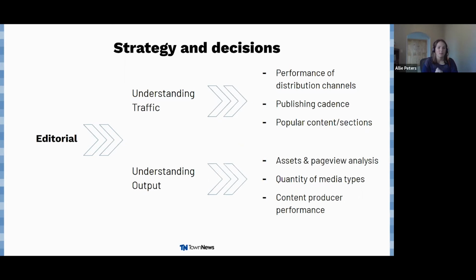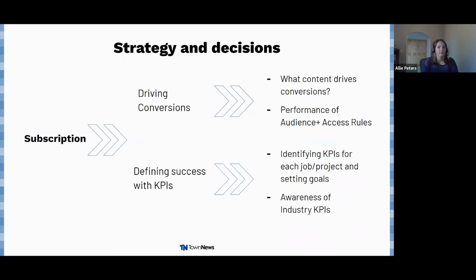For understanding output, you can think about how many assets are in each section. Do the number of assets in each section affect the page views equally? How many multimedia assets are you producing, and what is the performance of those? And additionally, we have that content producer performance area.